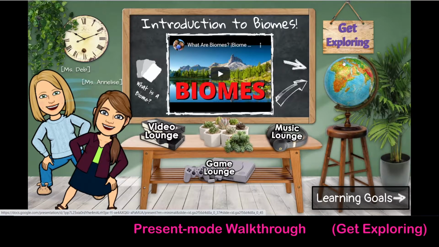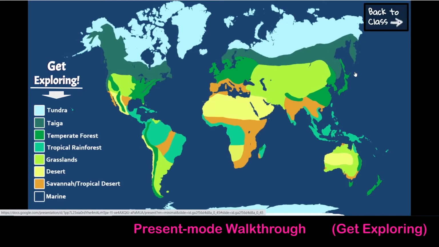So now let's get exploring. You can click on the globe, you can click on these arrows, but they will all take you to this biome map. For this course we have 8. This shows a basic understanding of where they are.